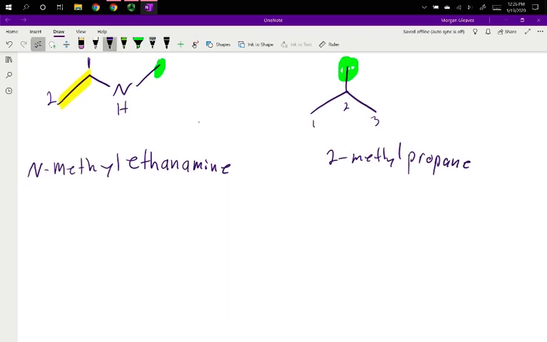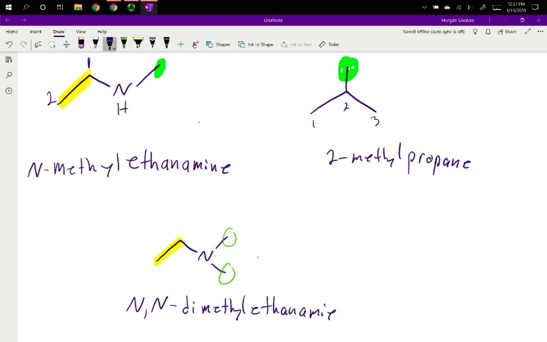We can take that one step further. Let's have 2 methyls coming off of it. Same as before, find my longest chain. I find it's right there. I have subgroups. I have 2 methyls. When you have 2 methyls, you're going to end up with a dimethyl, and they're both on nitrogen. So this is an N,N-dimethyl ethanamine. Again, the longest chain is 2, so it's ethan, because of the single bond between carbons, and it's an amine, so ethanamine.